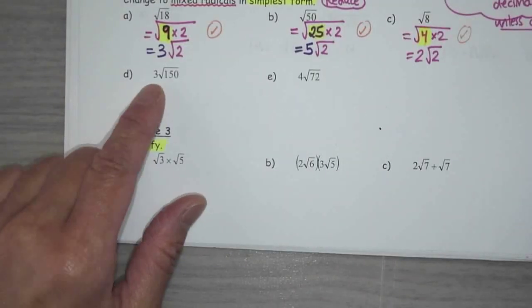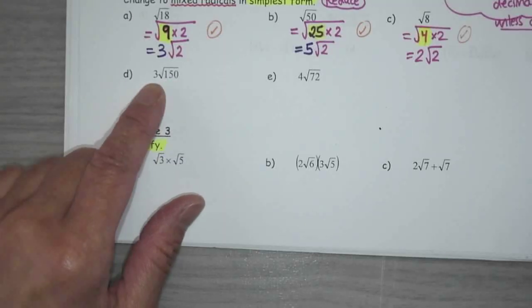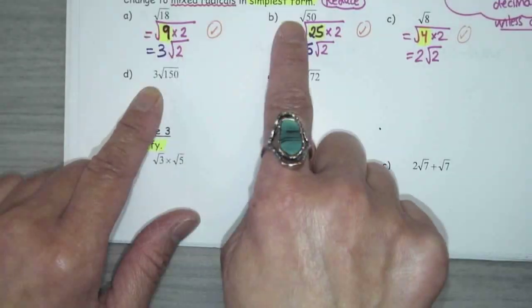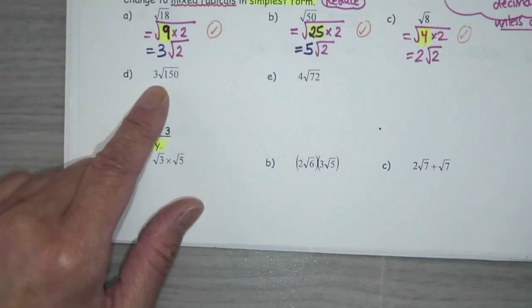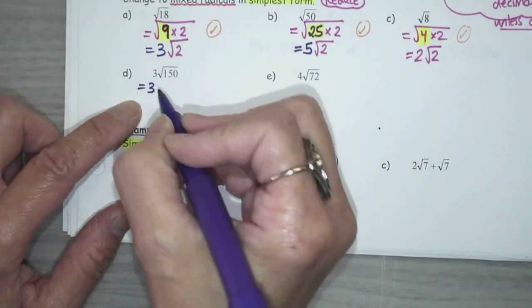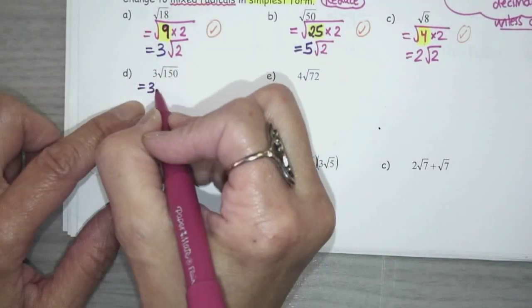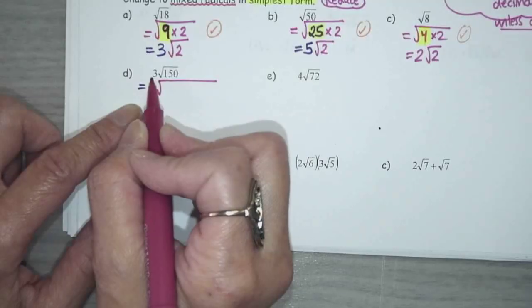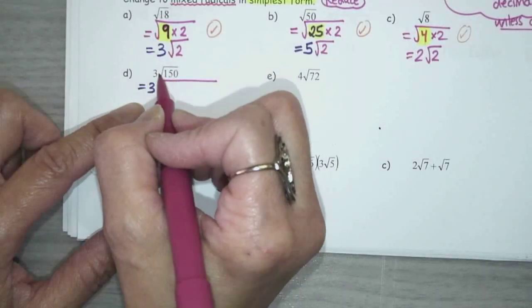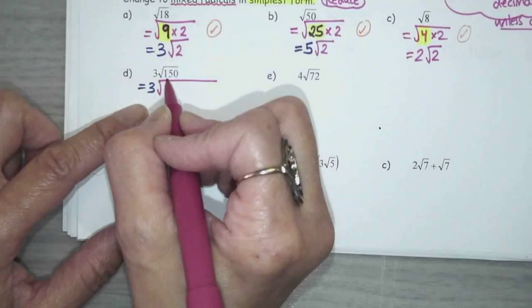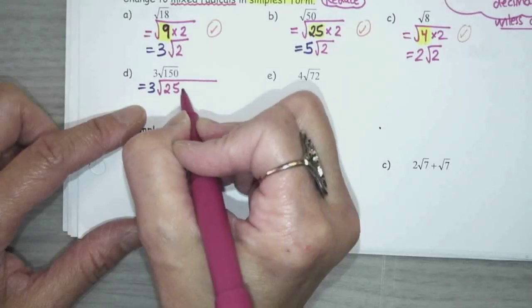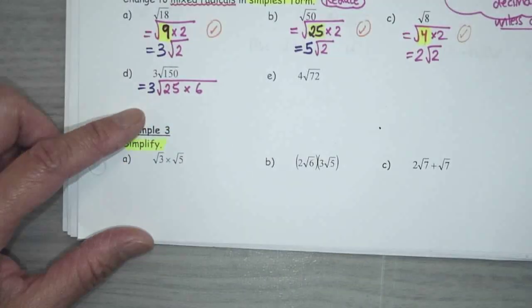Here, 3 root 150. What do I do if there's already a number? Up here, I had nothing in front, just an invisible 1. Here, what if there's a number? Well, I'm just going to leave that number in front and go 3, you sit in front. I'm still going to reduce the rest of it. If there's a number in front, you know that's multiplication, so it's 3 times that. So with 150, right away I can see the beautiful perfect square 25. And then I'm going to go 6.